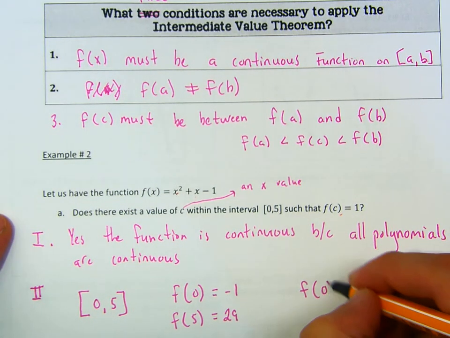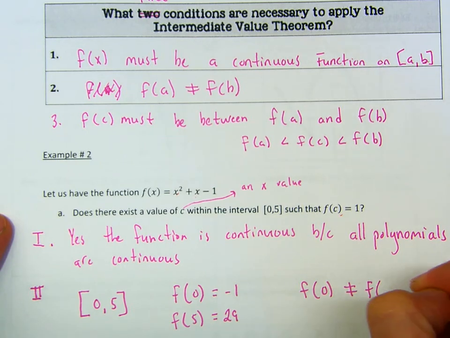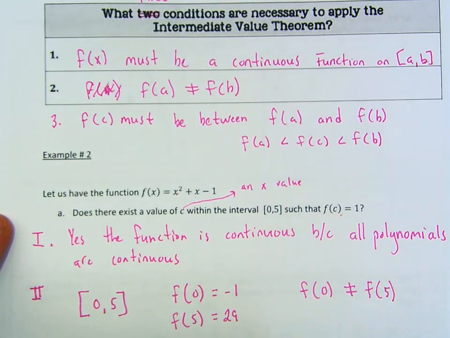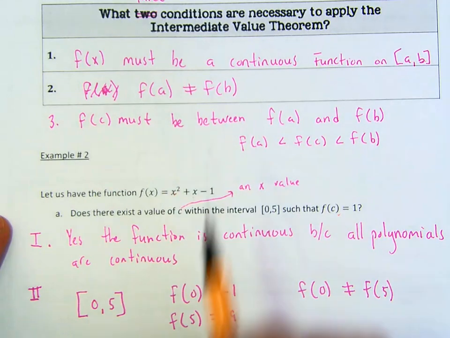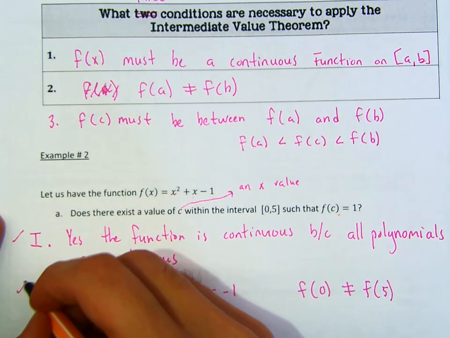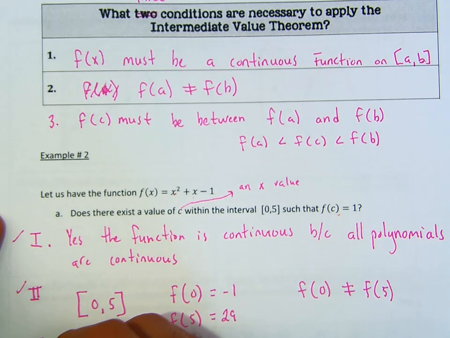Notice that f of 0 does not equal f of 5. Okay? So we satisfied the second condition. So this is a check. Now let's do the third part.